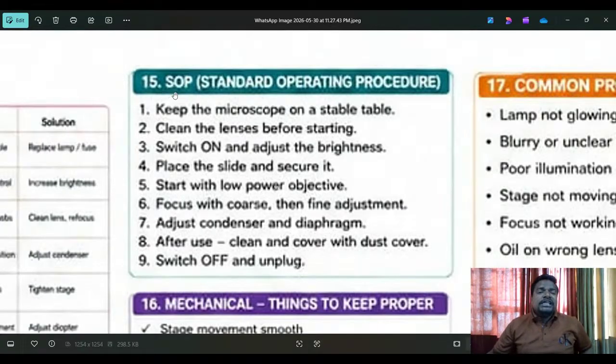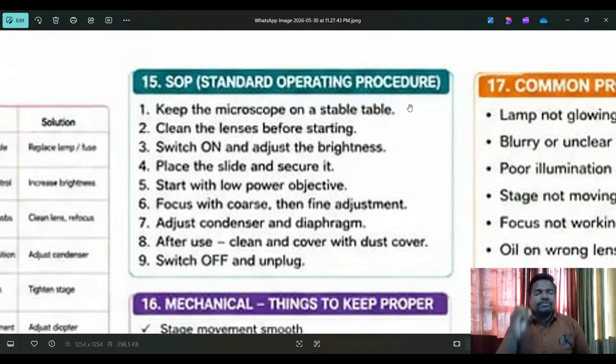Now the 15th point is SOP, standard operating procedure. As a biomedical engineer, you should know the standard operating procedures of all medical equipment, because every individual medical equipment has an SOP.